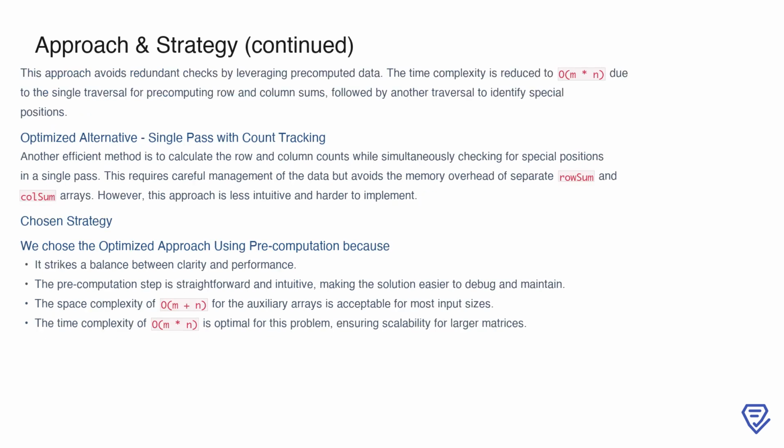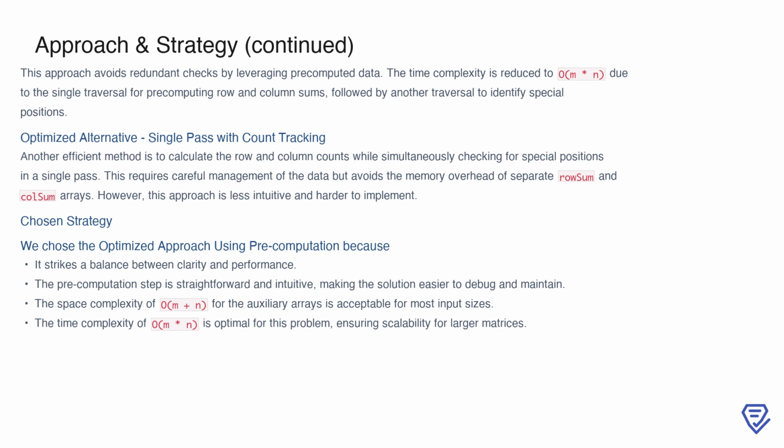By leveraging the pre-computed data, we avoid redundant checks entirely. The time complexity for this optimized approach is reduced to O(m * n), as we only need one traversal to calculate the row and column sums, followed by another traversal to identify the special positions. This makes the solution scalable for larger matrices.